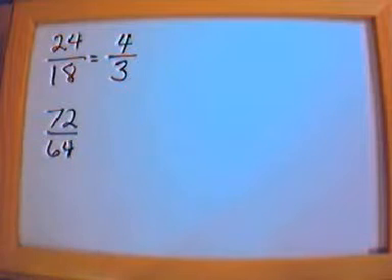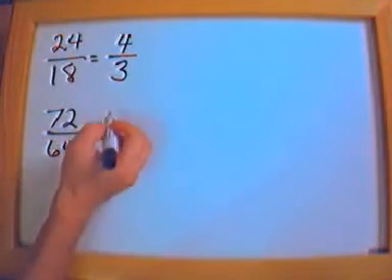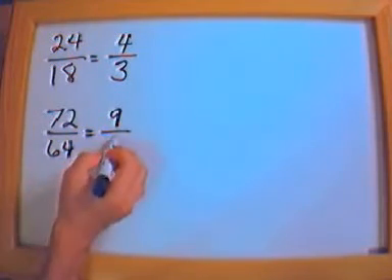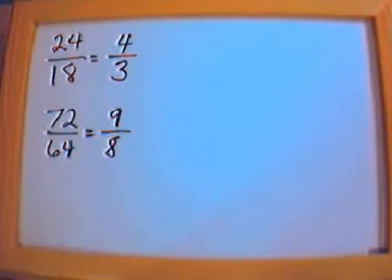This is kind of tough. You have to play with this one a little bit to figure out what common number will go in there, until you realize that 8 goes into both of these an even number of times. So 72 divided by 8 is 9. 64 divided by 8 is 8. So these fractions are exactly equivalent.